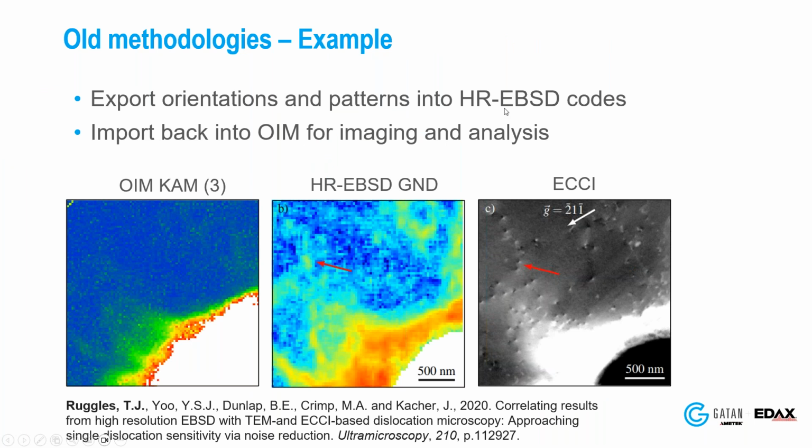And here's one example where we exported some orientations and patterns into HR-EBSD codes, the cross-correlative microscopy that is used to look at strain. And then we would import it back into OIM so that we could image it in the same way. So you see there on the left, there's a CAM map out of OIM. We imported the data back in, where we measured GNDs using the cross-correlation results. This is work that Tim Ruggles did, and you can see the paper there. And then he also had some ECCI electron channeling contrast images in the paper as well. So you can see the correlation between those images, and that does provide some interesting data. These are all very, very related techniques, and so they correlate quite well.